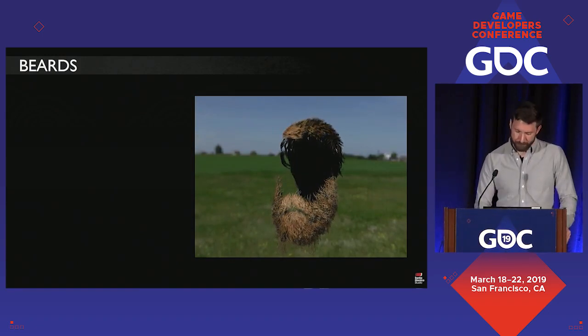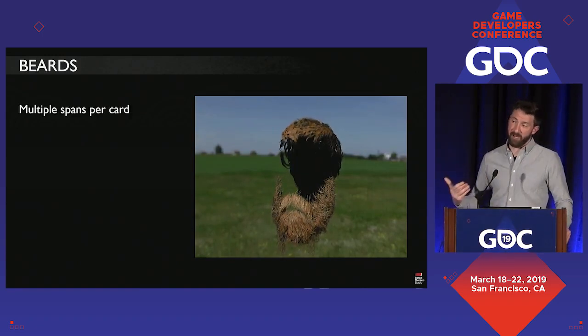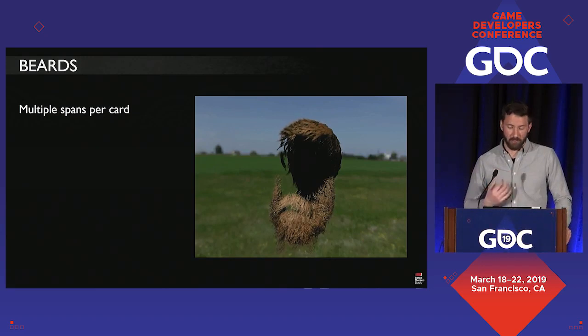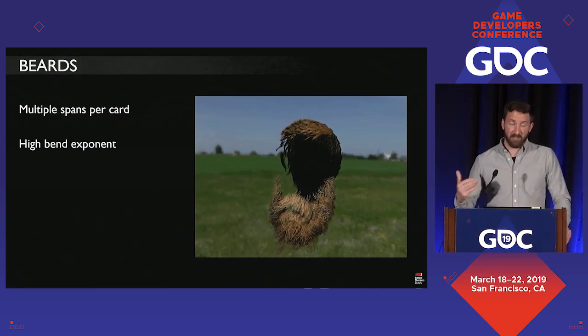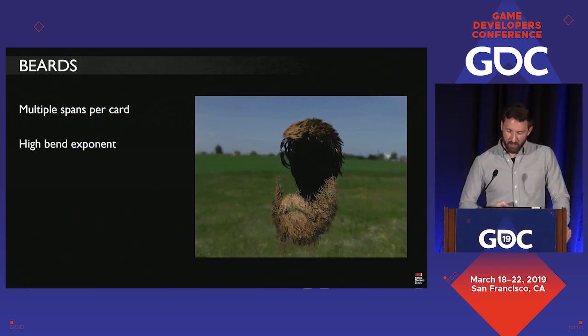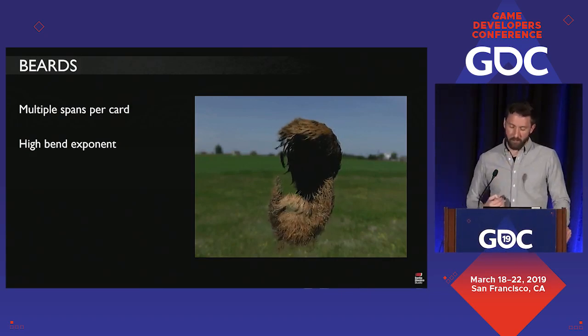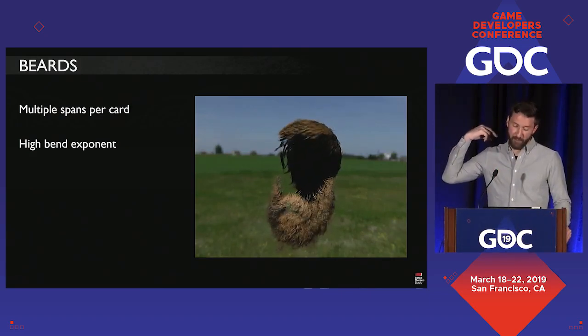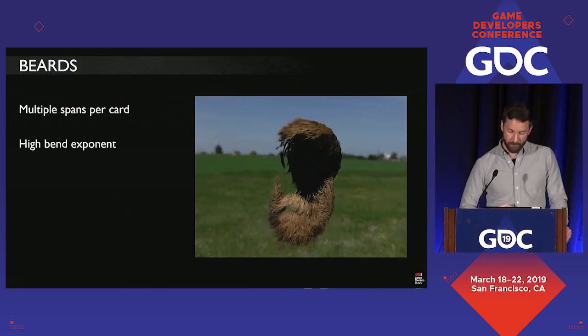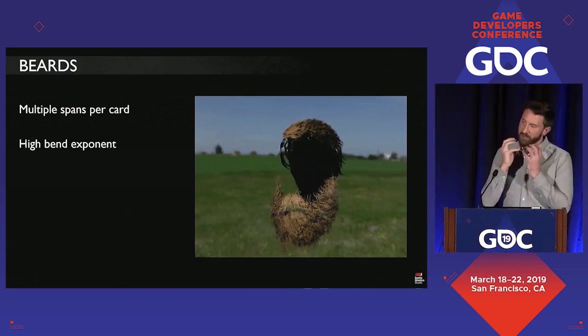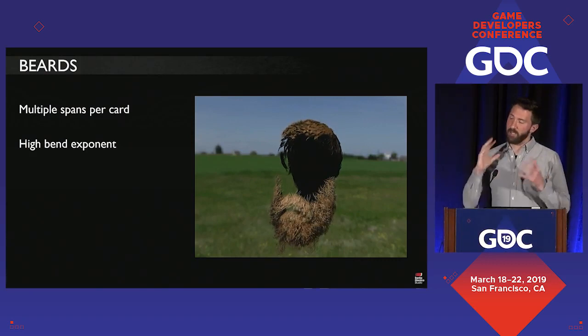Beards are a lot like fur, but we have a few more spans to work with, at least our models do, and I'm glad that they did, because it lets us use that bend parameter, and we go pretty high with the exponent. Kratos' beard uses 3.0, and the fur on his pelt has multiple spans, and we use 3.3 for that. These high values keep the interior of the beard stiff, but it lets the tips convey motion.